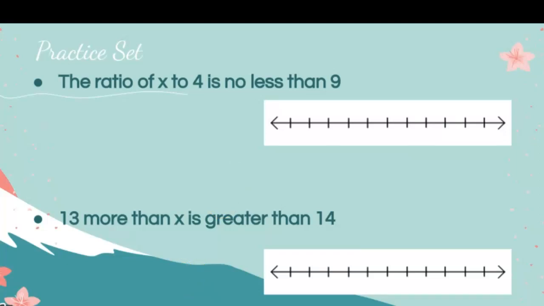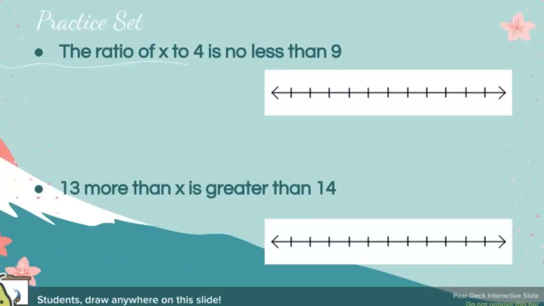All right, let's do this one. The ratio of x and 4 is no less than 9, and 13 more than x is greater than 14. Okay, work on this problem, please. All right, try. This could be our last two problems. We did some problems, it's fine.